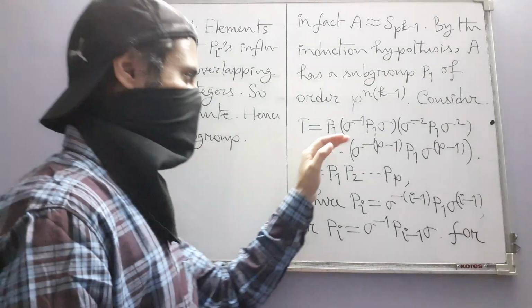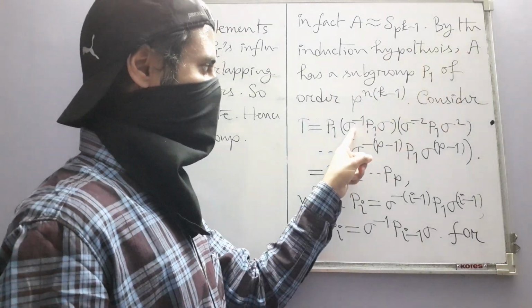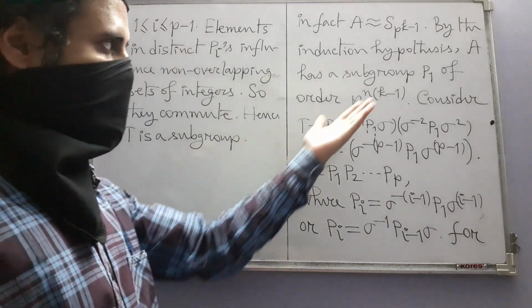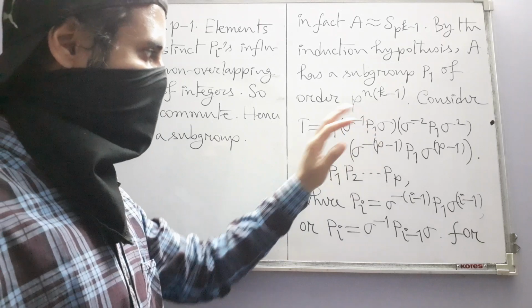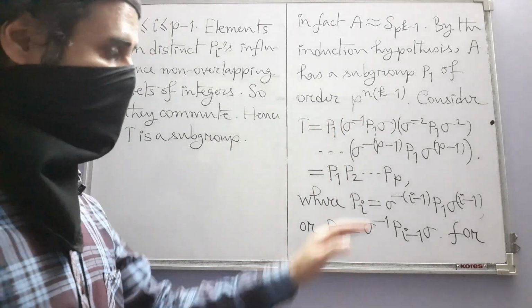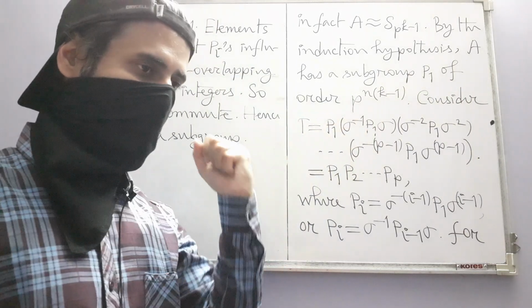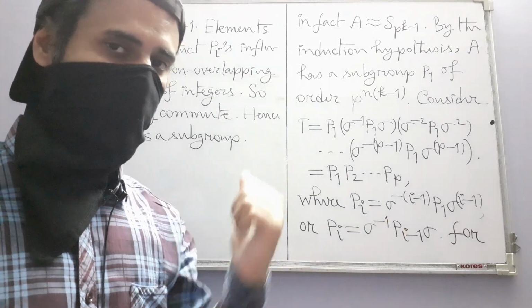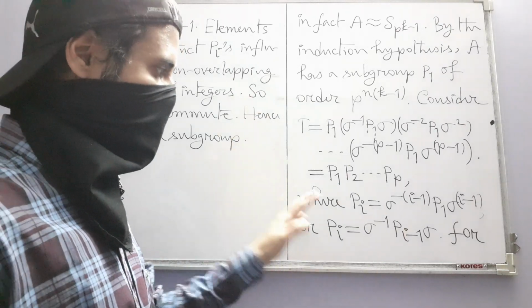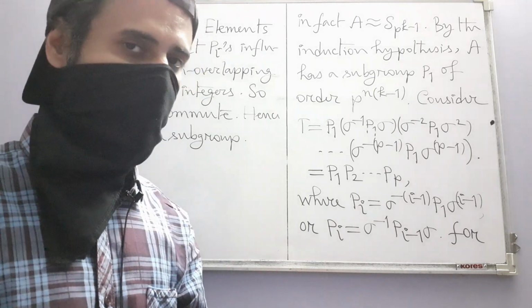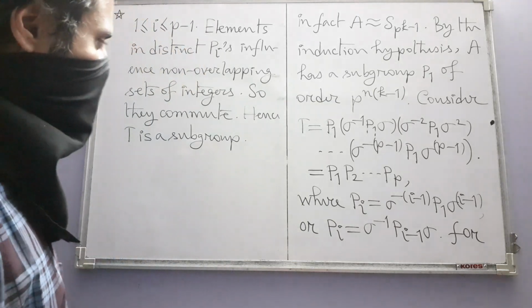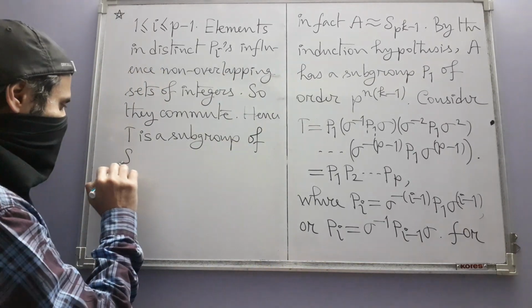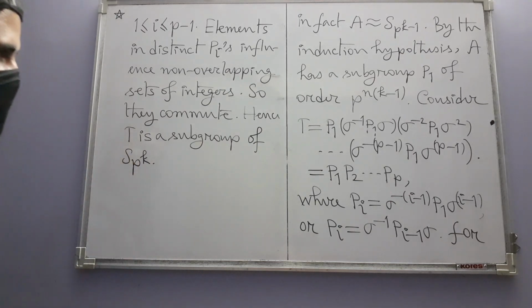Note one more thing, that although P1 is a subgroup of A, the moment we have formed the conjugate by sigma, we are no longer necessarily inside A. That's because sigma is not in A. Sigma actually does not keep fixed those i's which are greater than p to the power k minus 1. If you go back to the definition of sigma, it changes all symbols. Okay, so T is a subgroup of, in general, S_{p^k}.